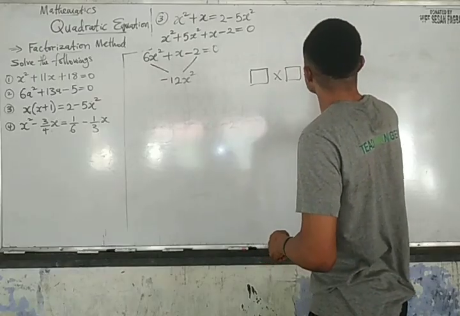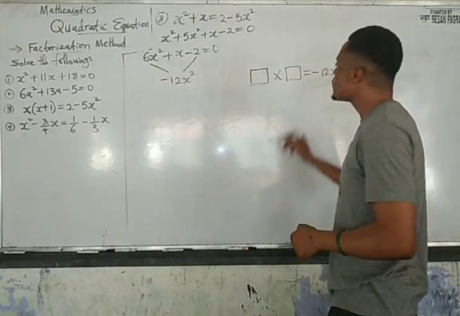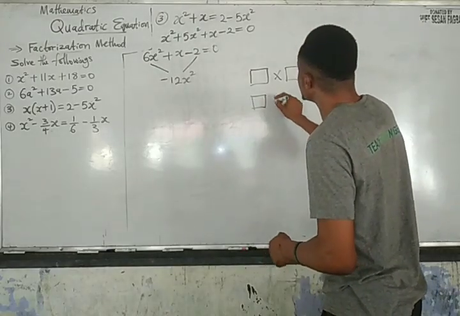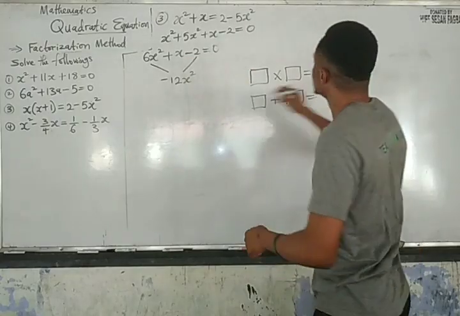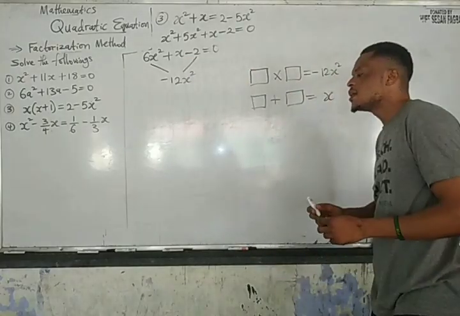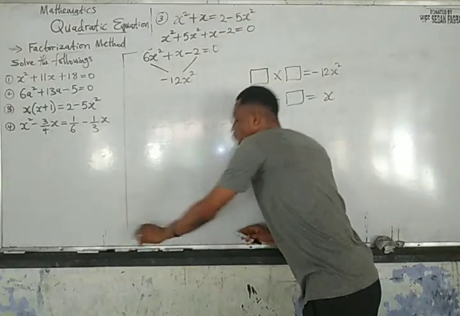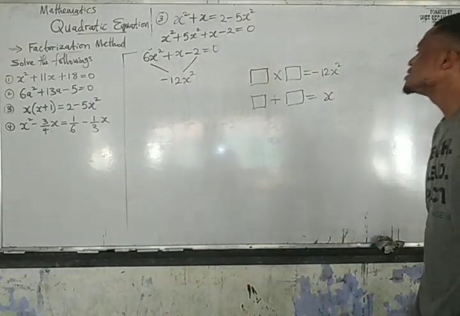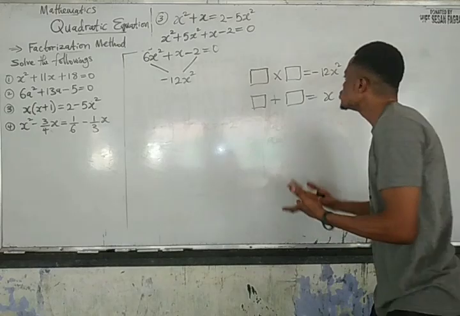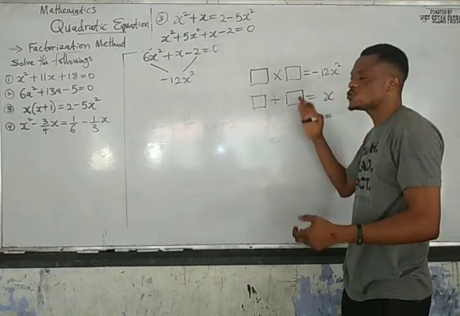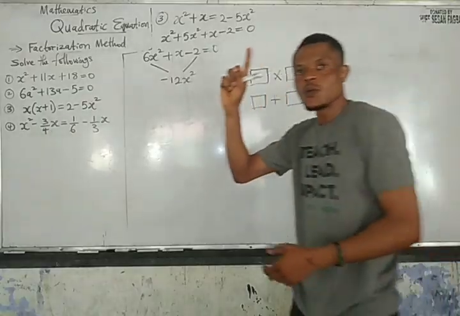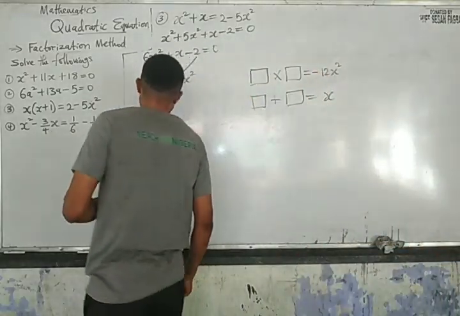To give us minus 12x squared. Furthermore, when you sum the two together, it must give us the middle, which is x. So we start thinking, what are the two factors? When we start with 6 and 2, 6 multiplied by 2 will give us 12. But there is no way you add 6 and 2 together to give us 1. So we think of another factor.